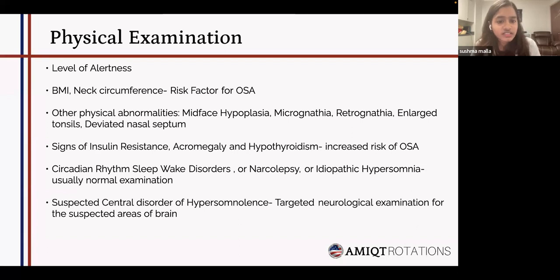Signs of insulin resistance, acromegaly, and hypothyroidism as well are very important. And circadian rhythm sleep-wake disorders, narcolepsy, and idiopathic hypersomnia usually show a normal examination.